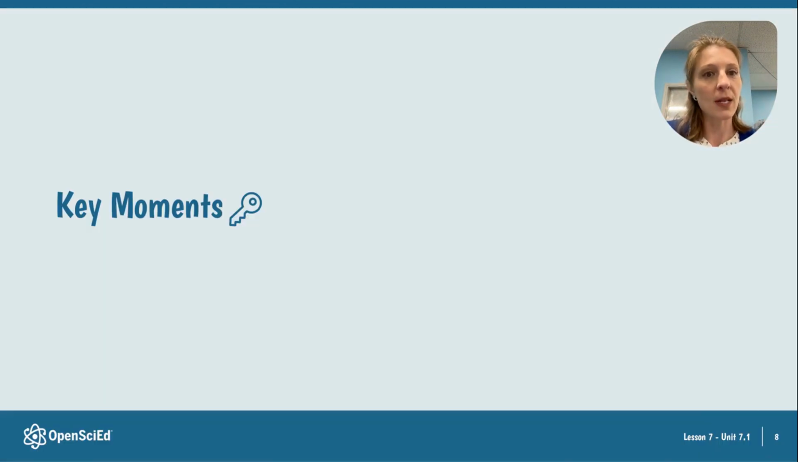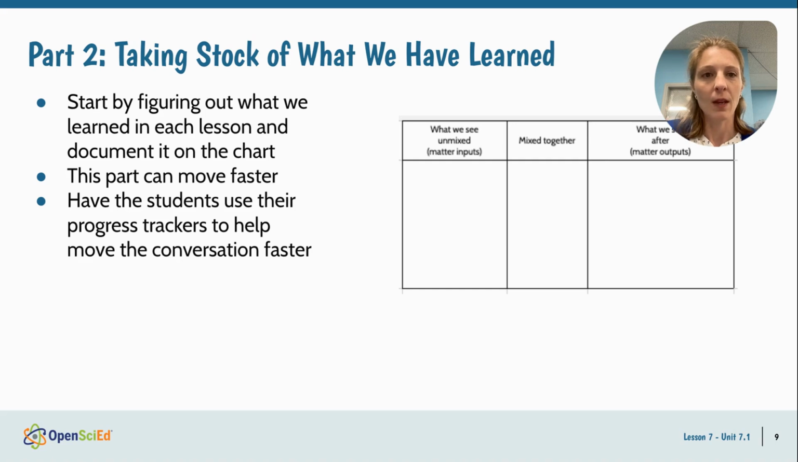There are a few key moments that I really want to talk about. In part 2, on day 1, we take stock of what we learned. On the screen pictured, you'll see that this is what the model should start to look like. So it's blank, and we start by figuring out what we've learned in each lesson, and we're going to document that on the chart. I would recommend using different colors to represent different lessons. This part can definitely move faster. Have the students use their progress trackers to help the conversation move faster.